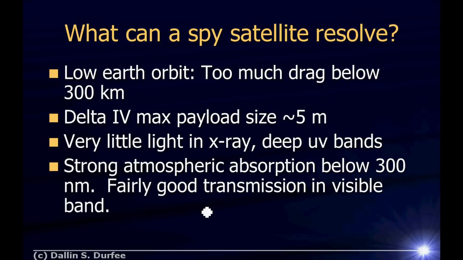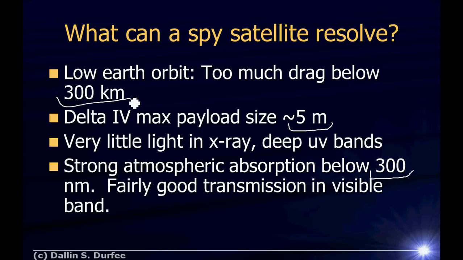Shorter wavelength gives us more resolving power, but it turns out there's very little ambient light in the X-ray and deep UV bands. And there's also strong atmospheric absorption below 300 nanometers, although there's fairly good transmission for visible light through the atmosphere. So let's assume that we're going to be using light at 300 nanometers. That's the shortest wavelength that seems practical. And let's assume our mirror has a diameter of 5 meters, and that it's 300 kilometers away.